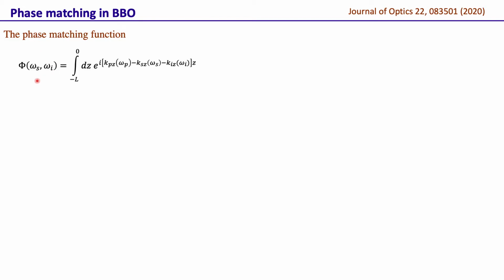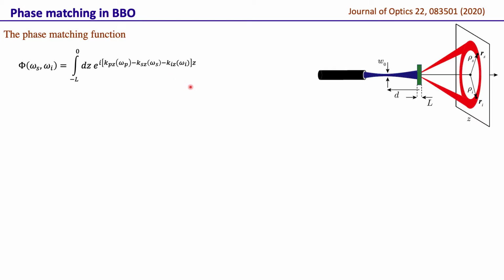So phase matching, as we define, is an integral of this quantity over the length of the crystal. So this is kpz minus ksz minus kiz. This is the pump wave vector in the z direction, signal wave vector in the z direction, idler wave vector in the z direction. So this is just the difference of this quantity. Although it looks like a very simple quantity, it is actually not, which is what we will see in a moment.